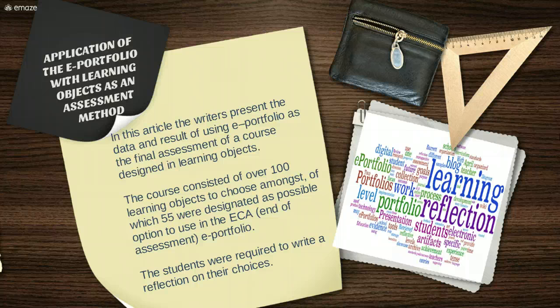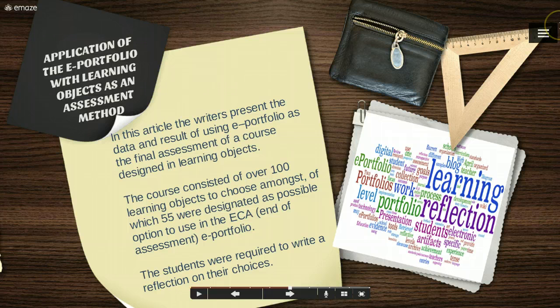The course consisted of over 100 learning objects to choose amongst, of which 55 were designated as possible options to use in the end-of-course assessment e-portfolio. Students were obliged to select 8 learning objects to work through. They were also required to write a reflection on their choices.